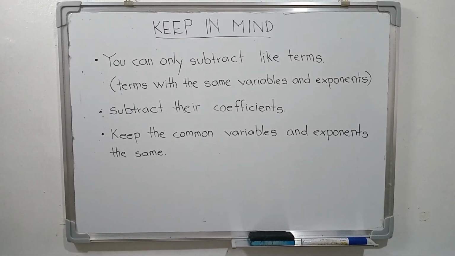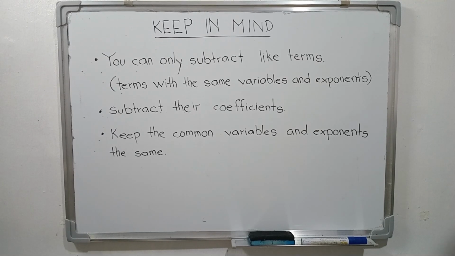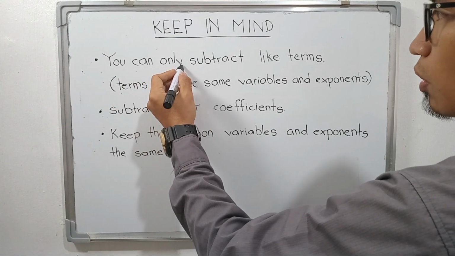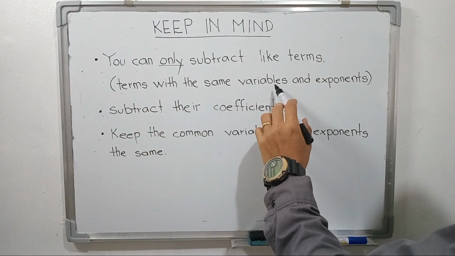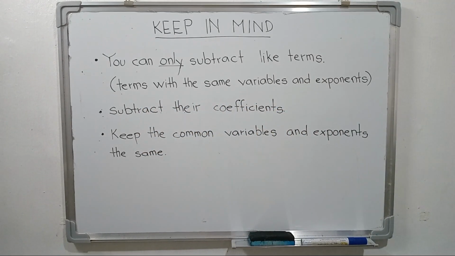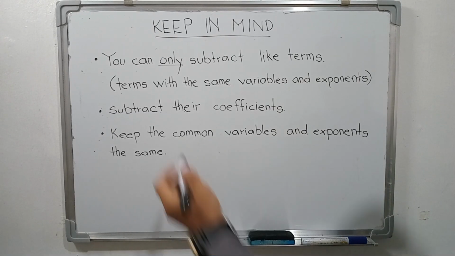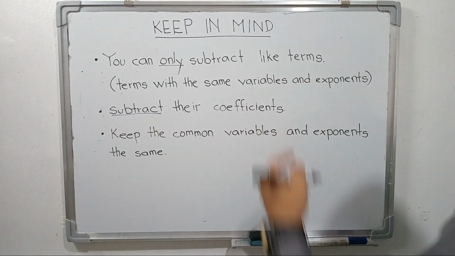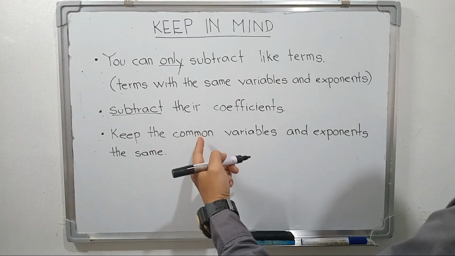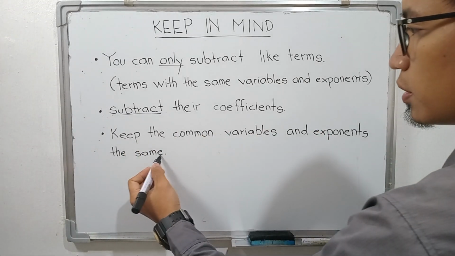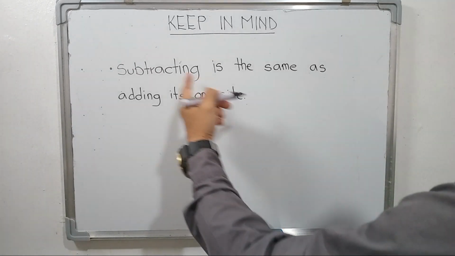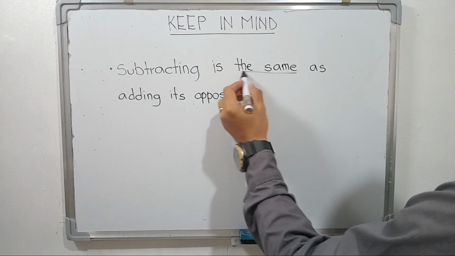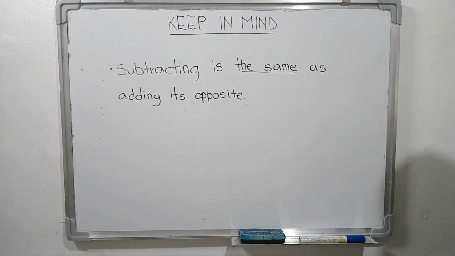Good day, learners, and in this video we're gonna talk about subtraction of monomials. In subtracting monomials, there are a couple of things that we need to keep in mind. You need to remember that you can only subtract like terms. These are terms with the same variables and exponents. To subtract monomials, we subtract their coefficients and then we keep the common variables and exponents the same. Also, keep in mind that subtracting is the same as adding its opposite.